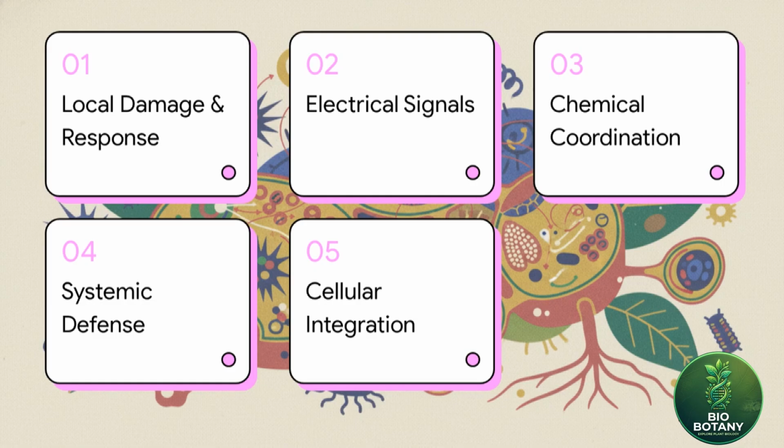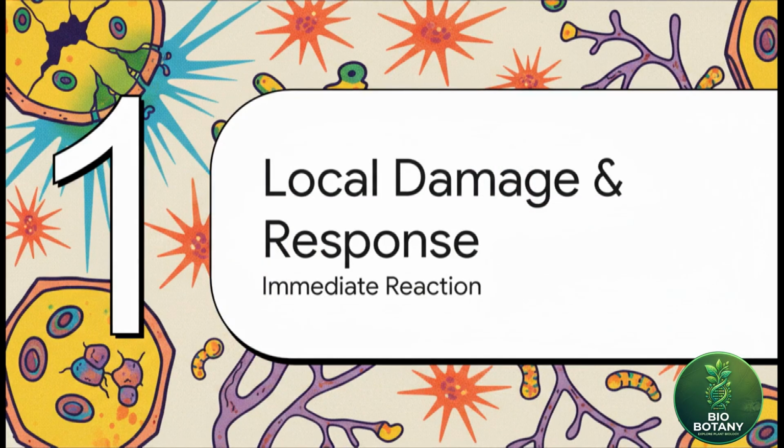To map out these incredible biocircuits, we'll follow the spatial expansion of a wound. We'll start with the local damage, trace the electrical signals, look at the chemical coordination, track the systemic defense, and then finally, look at how all these cellular mechanisms integrate. Section 1. Local damage and immediate response.